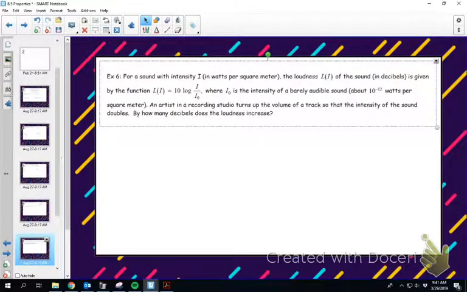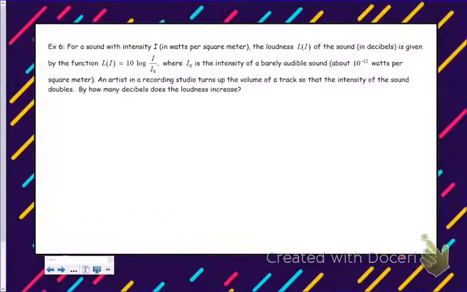All right, the last thing is just an example using those properties of logs. One log function that has some real-world application here is looking at decibels and sounds. So this equation here helps us to determine the intensity of sound. That I sub naught at the bottom is the intensity of a barely audible sound, and we can use this to compare intensities when something's turned up. It says an artist in a recording studio turns up the volume of a track so that the intensity of the sound doubles.